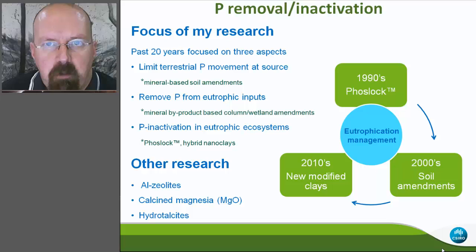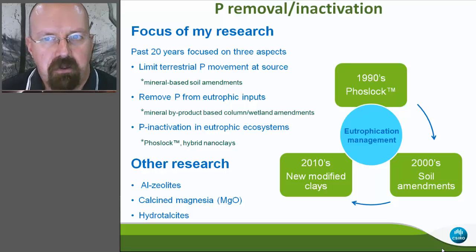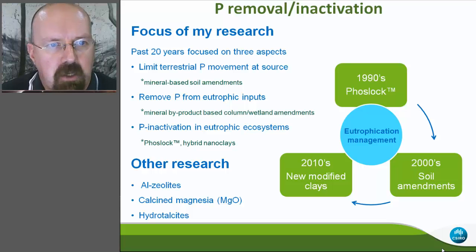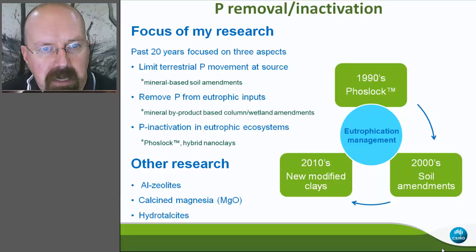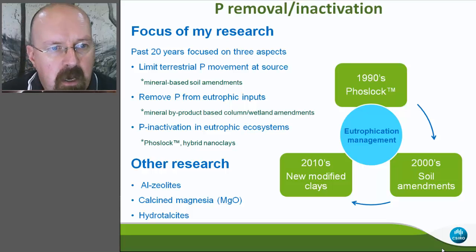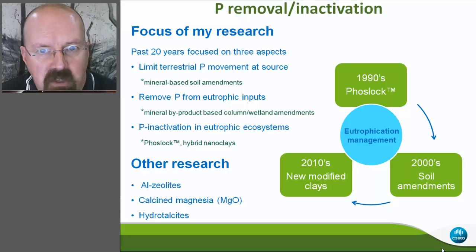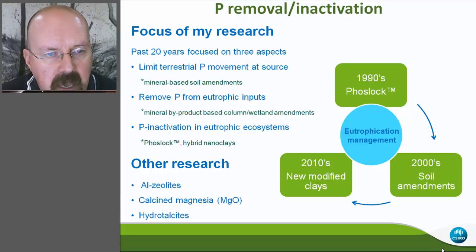Okay, in terms of P removal and inactivation, I thought I'd just give a little bit of a background of my research over the past 20 years, and that's really focused on three aspects: to limit terrestrial P movement at soil, mineral-based soil amendments, to remove phosphorus from eutrophic inputs, and again, mineral byproducts used in columns and as wetland amendments, and then finally, P inactivation in eutrophic systems, Phoslock and hybrid nanoclays.